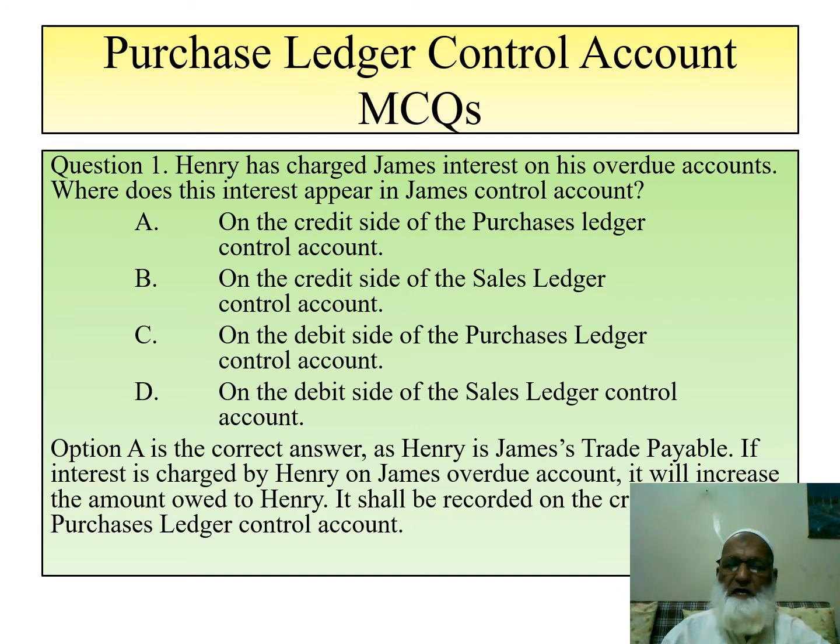Option A is the correct answer, as Henry is James' trade payable. If interest is charged by Henry on James' overdue account, it will increase the amount owed to Henry, or the liability shall be recorded on the credit side of the purchase ledger control account. Now we go to the next slide.